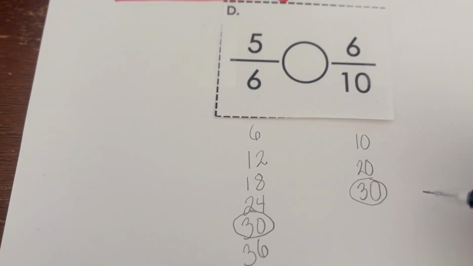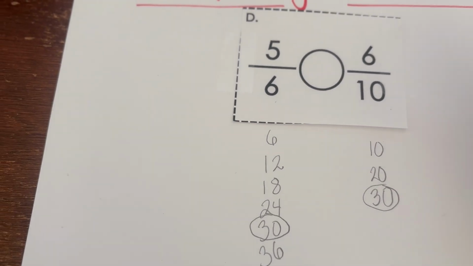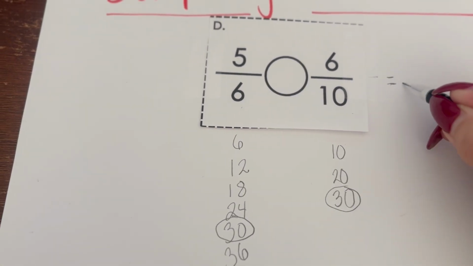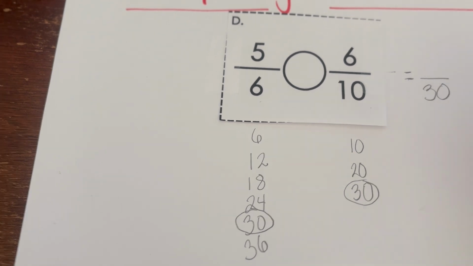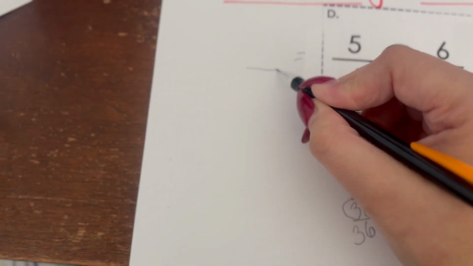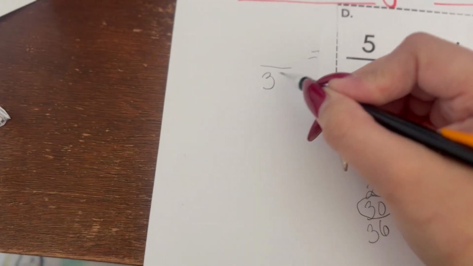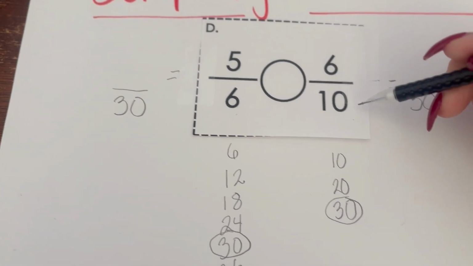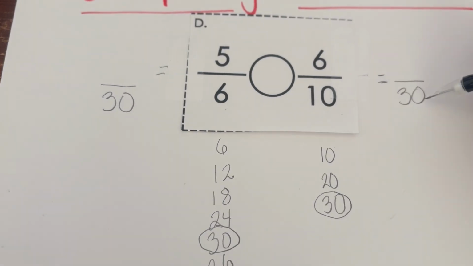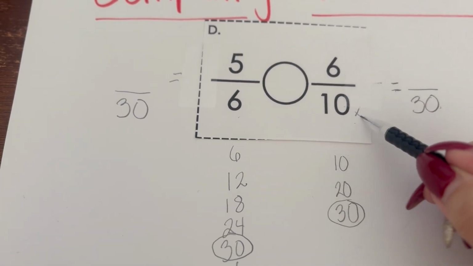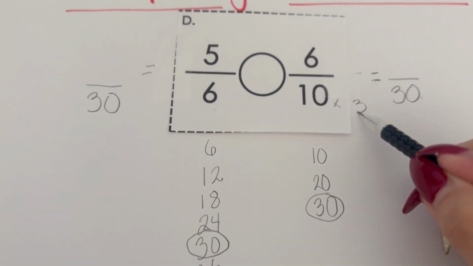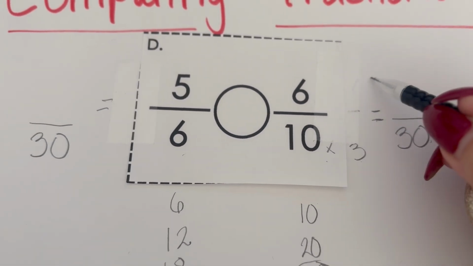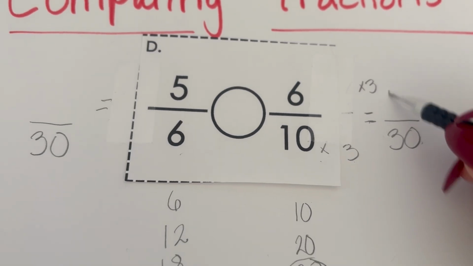Now that is our new denominator. So that means that 6/10 is going to be equal, right on the bottom here, 30. And then on this side, this one's going to be also 30. We found our new denominator. Now we're going to multiply. 10 times something is going to give us 30. 10 times 3 is 30. Whatever we do to the bottom, we do to the top. So 6 times 3 is 18.